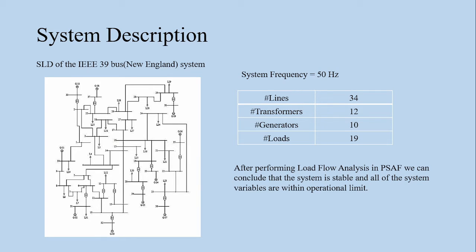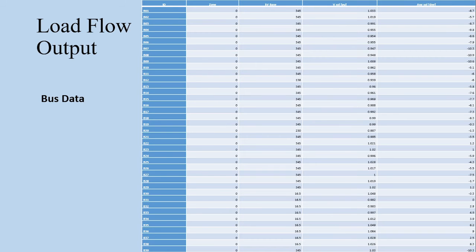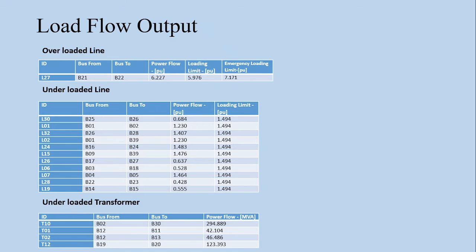Our system frequency is 50 Hz. There are 34 lines, 12 transformers, 10 generators and 19 loads in the system. After performing the load flow analysis, we can see the output here. There is only one overloaded line, but it is not exceeding the emergency loading limit. So we can conclude that the system is stable and all the system variables are within the operational limit.